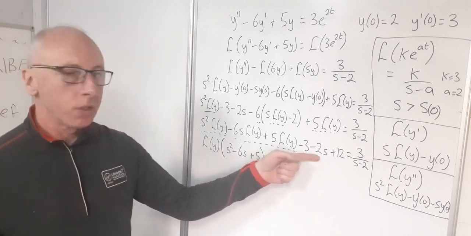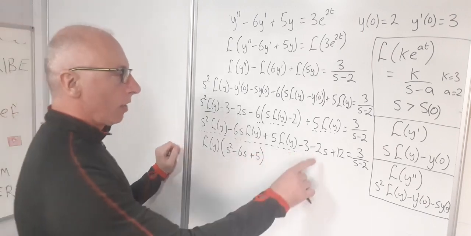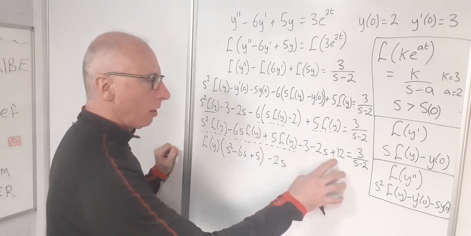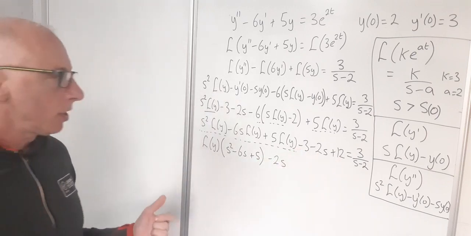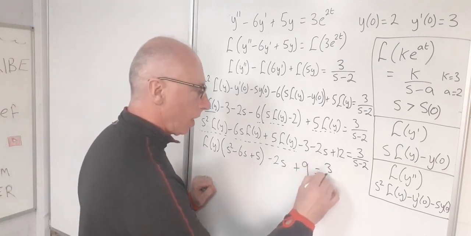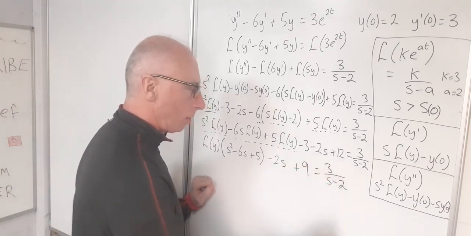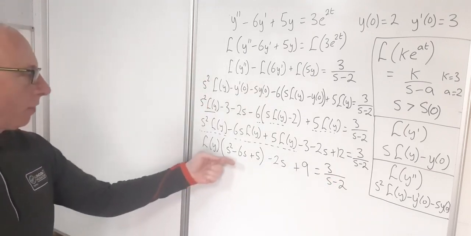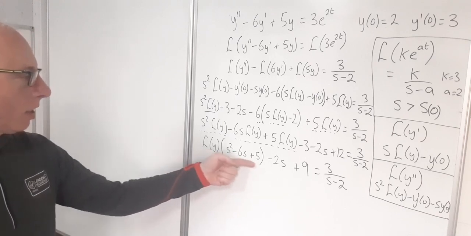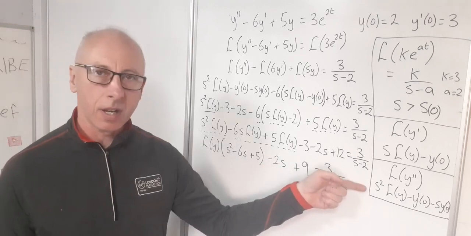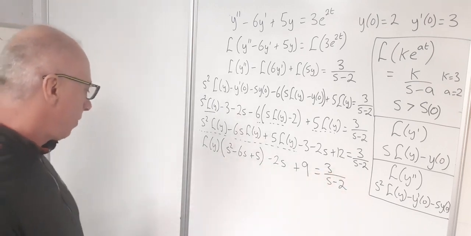So now what I need to do is just add these ones back in. So I've got minus 2s, I've got minus 3 plus 12. That's going to leave me with positive 9. And then that equals 3 over s minus 2. Okay, right. This is coming along really nicely now. So now what I'm going to do is factor out this quadratic here, and I'm going to put this stuff on this side here. So let's take care of that.